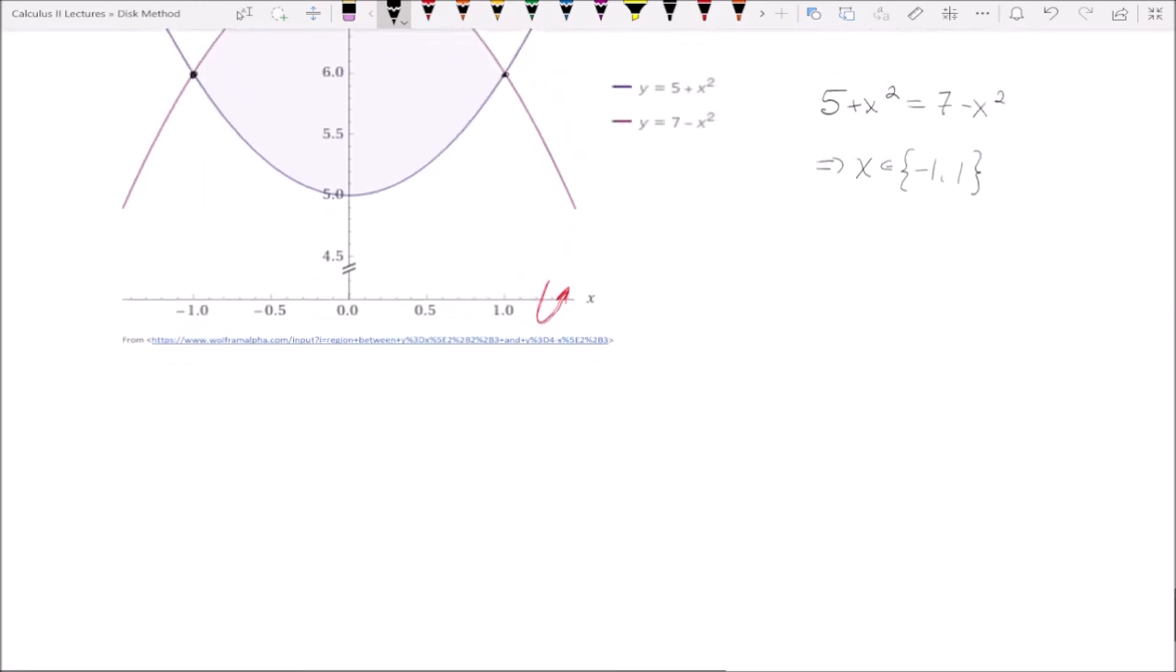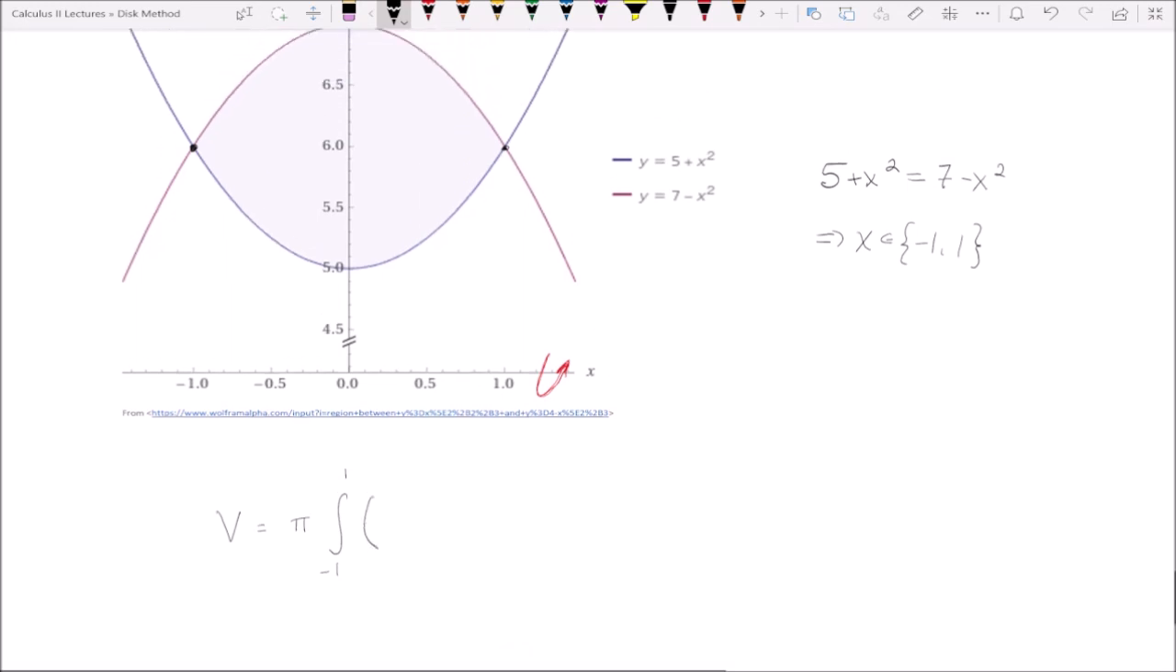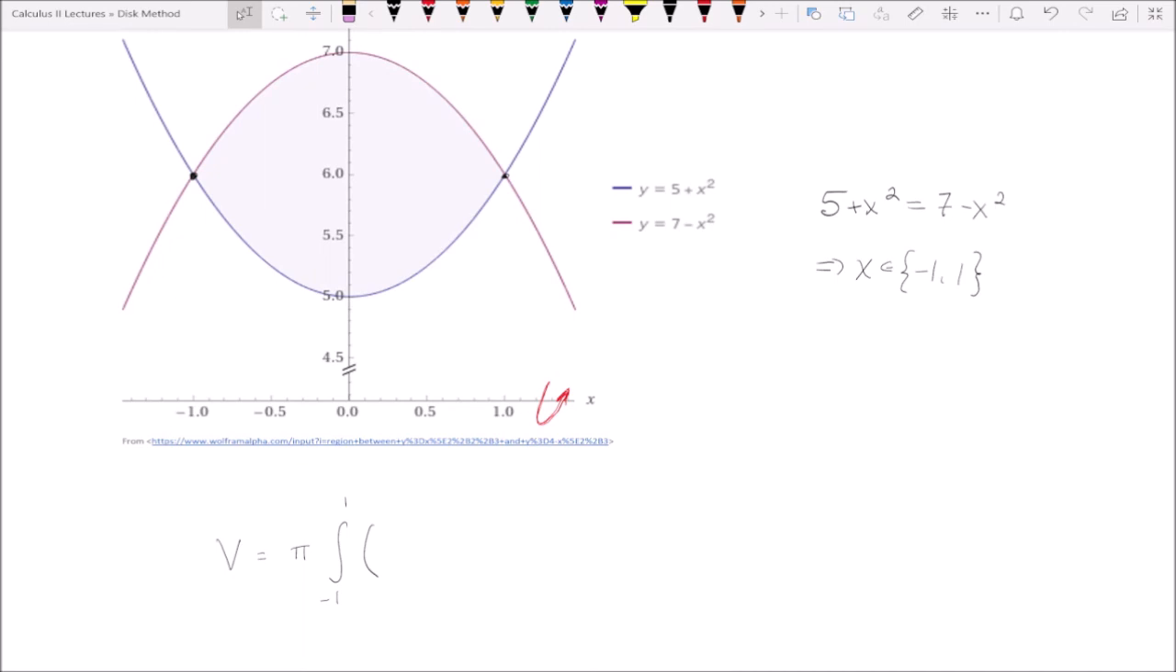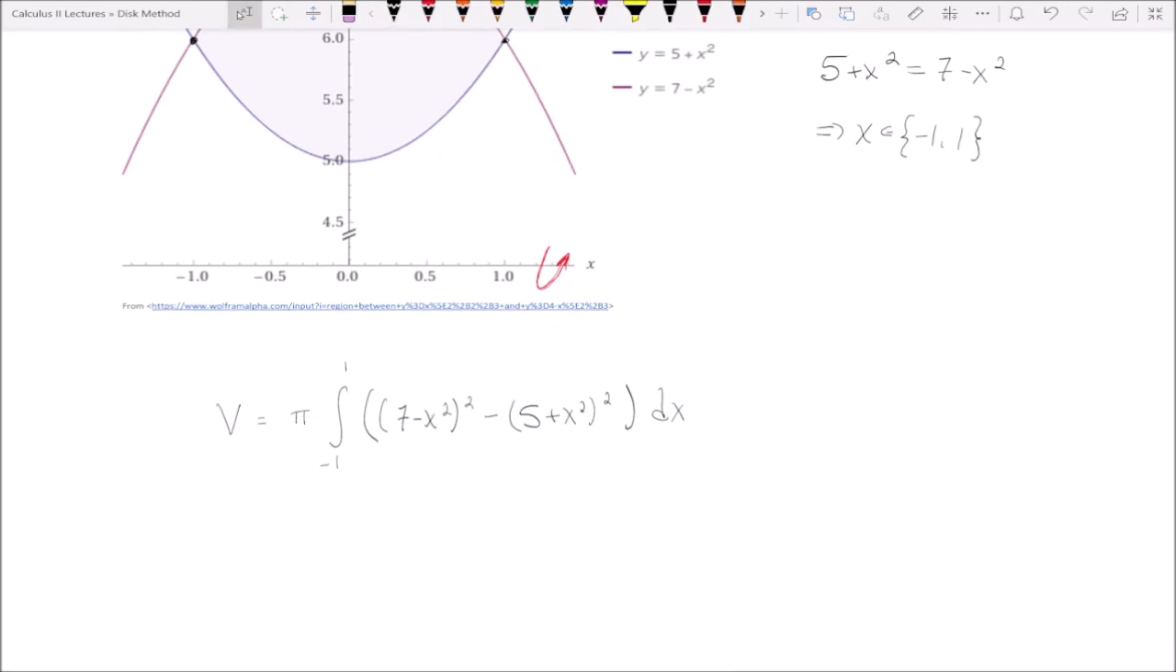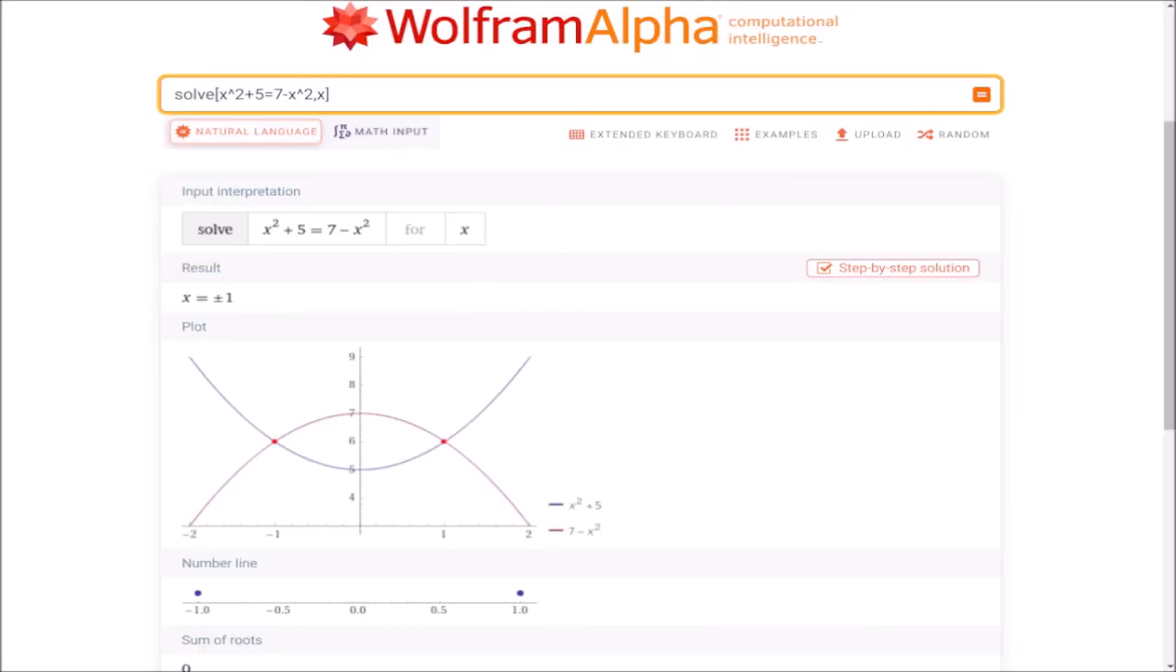So our volume is pi times the integral from -1 to 1 of, now we need to determine our outer. We can determine this by looking at the graph. We get 7 minus x squared as our outer: 7 minus x squared, squared, minus the inner, 5 plus x squared, squared, dx. And at this point, we're out of techniques of integration. So I'm going to go ahead and just evaluate this using Wolfram Alpha.